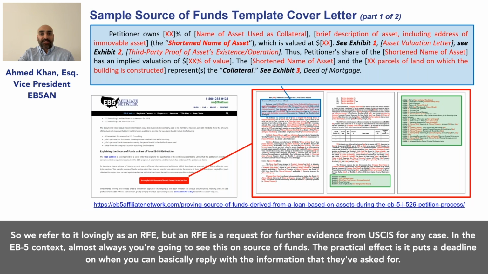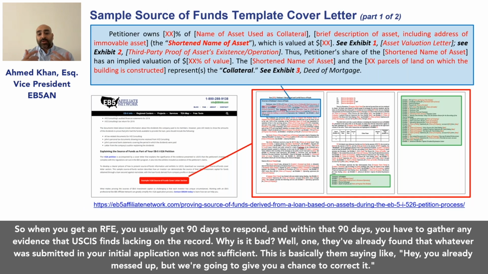Yeah, so we refer to it lovingly as an RFE, but an RFE is a request for further evidence from USCIS in any case. In the EB-5 context, almost always you're going to see this on source of funds. The practical effect is it puts a deadline on when you can reply with the information that they've asked for. So when you get an RFE, you usually get 90 days to respond. And within that 90 days, you have to gather any evidence that USCIS finds lacking on the record, okay?